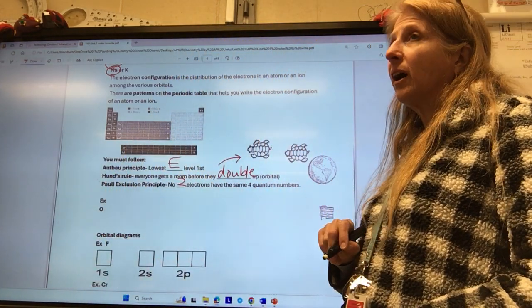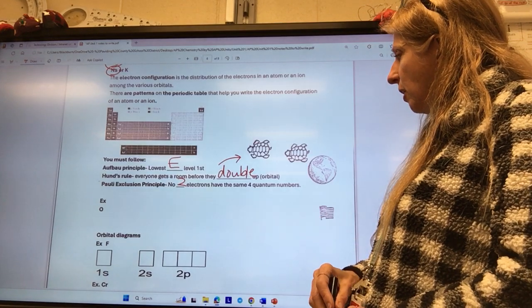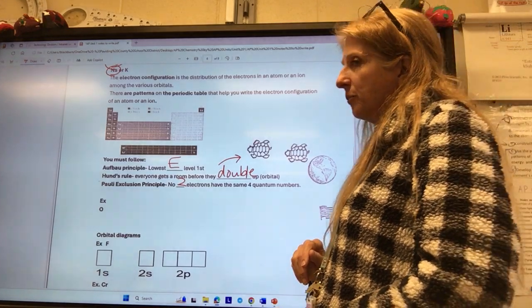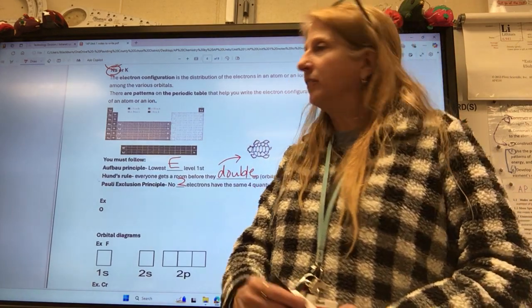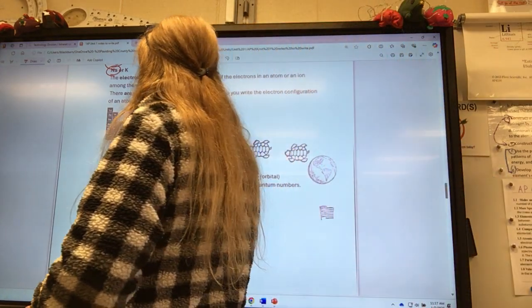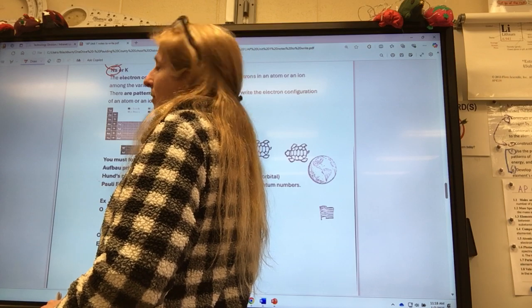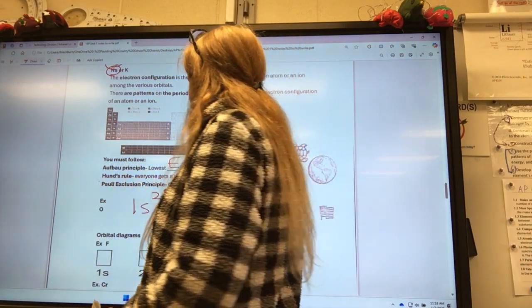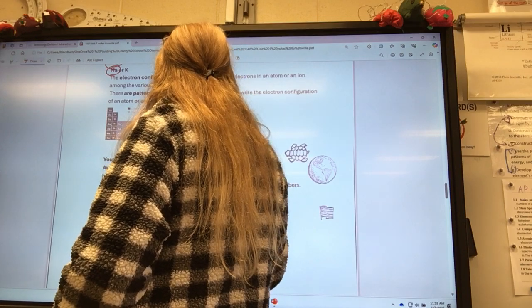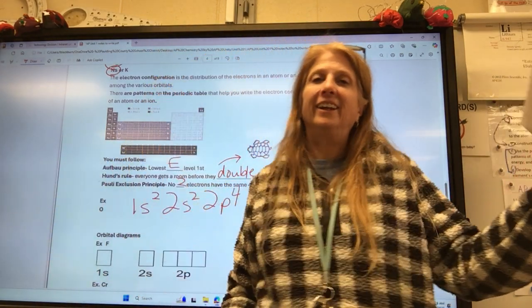For example, oxygen. We're going to do oxygen's electron configuration. Anybody want to do it for me? Anybody remember? Yes, Ella, give it to me. 1s what? 1s2, that's right, good job. 2s2. 2p4, yay, Ella did it.